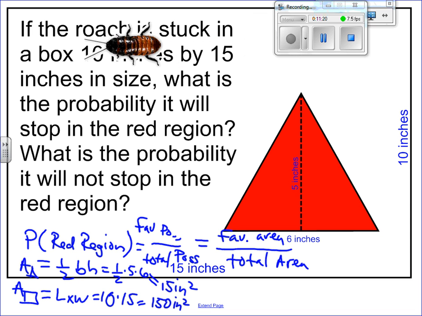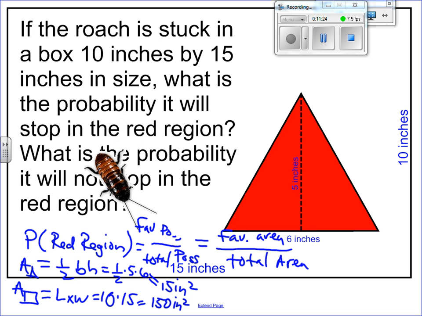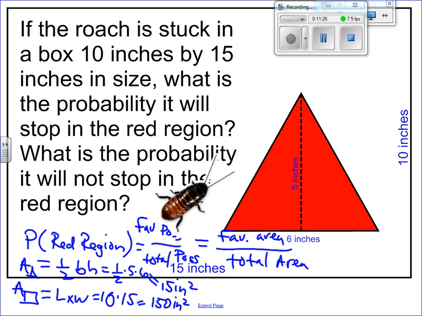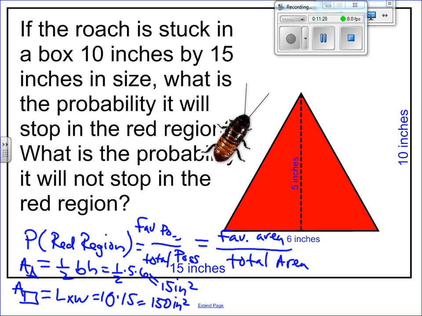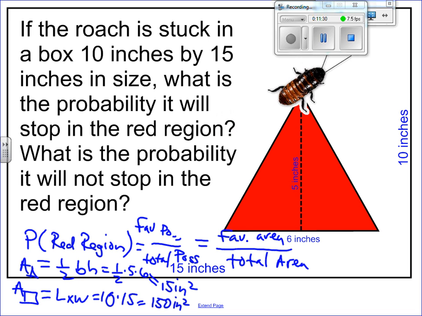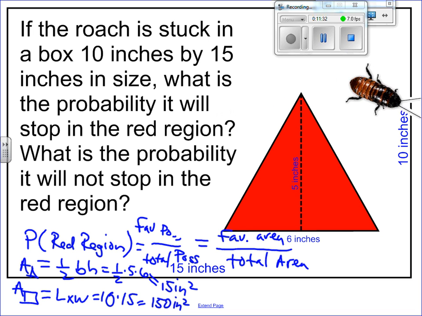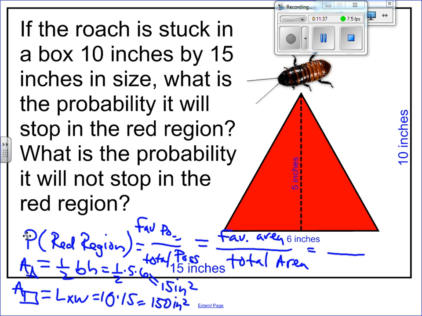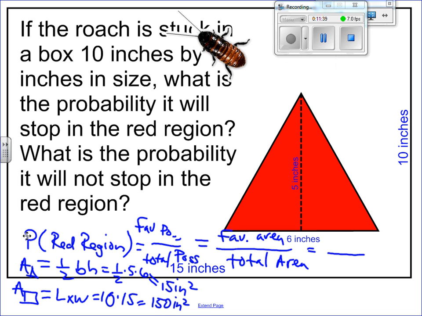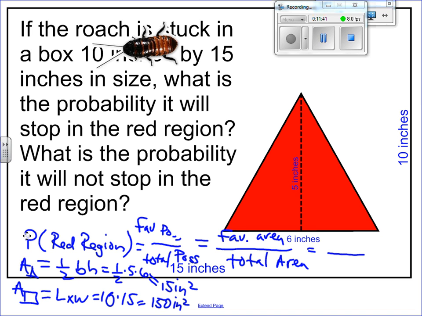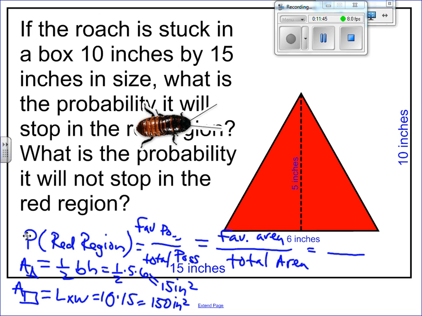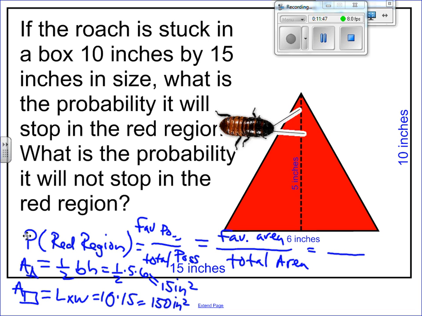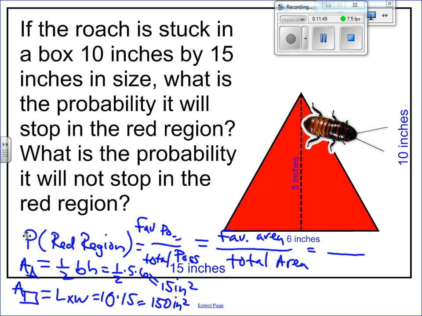Okay? So what are we going to do here? What numbers go where? What area answer goes on top? Help me out here. What would that be? This group over here, let's hear from you guys. Which number goes on top? Which one's the favorable? Okay, I thought I heard you say red. You're right. Which one is the red area? The triangle. So the 15 inches square goes on top. 150 goes on the bottom.